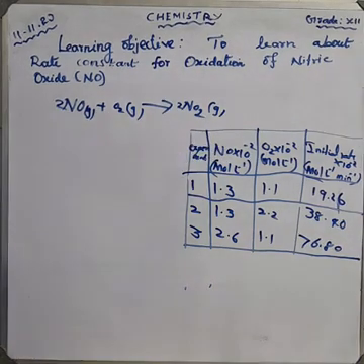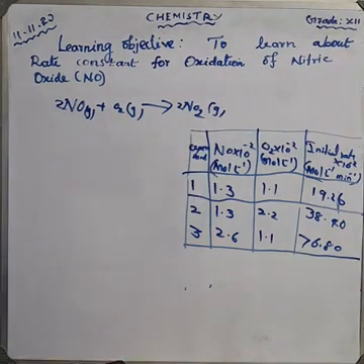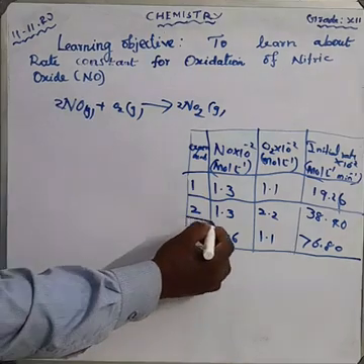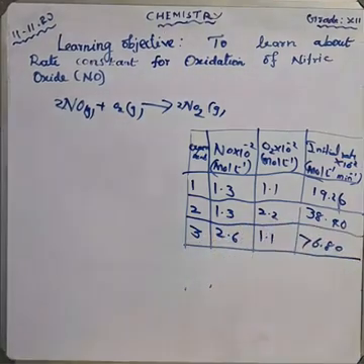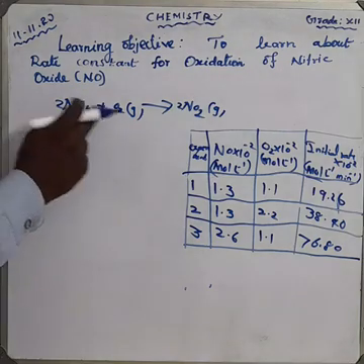38.40. And for the third one, the nitric oxide value is 2.6, the oxygen value is 1.1, and the initial rate is 76.80. First you should write the rate for NO and O2. You should write the rate law.